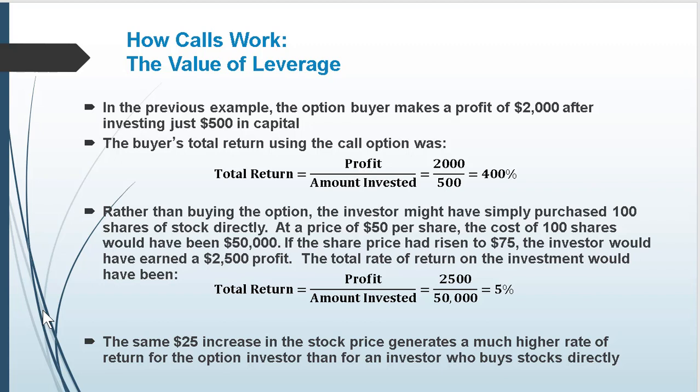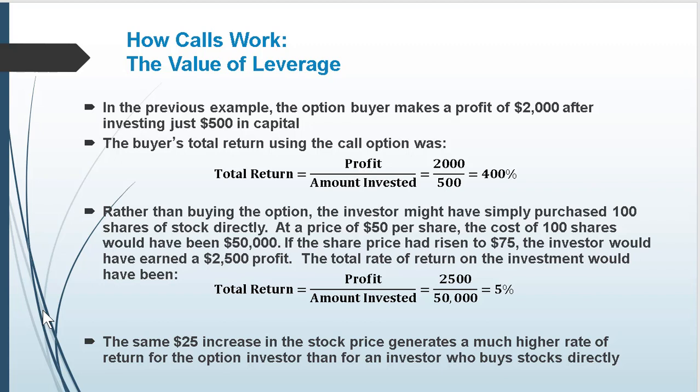So the return on this investment, you think about the call option, right? You made $2,000, but you only paid $500. So you made a 400% rate of return. But if you had bought the stock itself, you would have bought 100 shares at $50 a share. That's $50,000. You made $2,500 in profit, so you made 5% on your transaction and your investment in this particular stock. So this is the example, if you will, of how you calculate profit and then how you calculate returns.